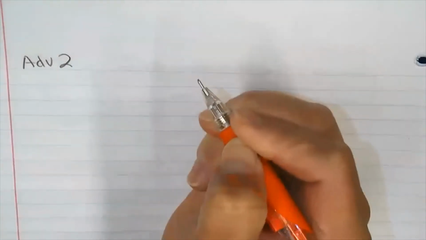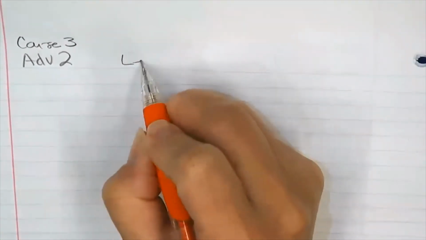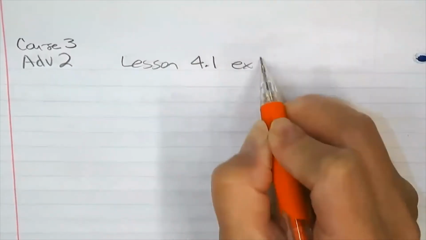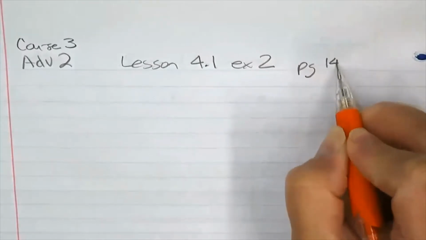Okay, if you are in Math 7, we're working from the Advanced 2 textbook. If you are in Math 8, we're working from the Course 3 textbook. We are doing lesson 4.1, example 2, and it can be found on page 145.